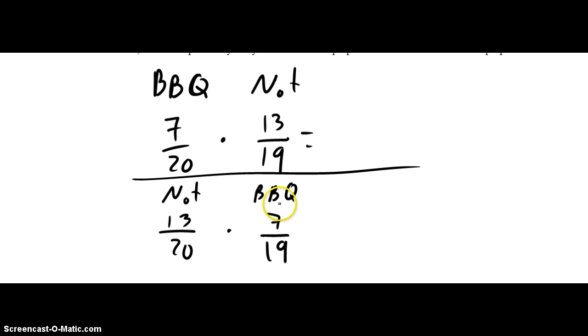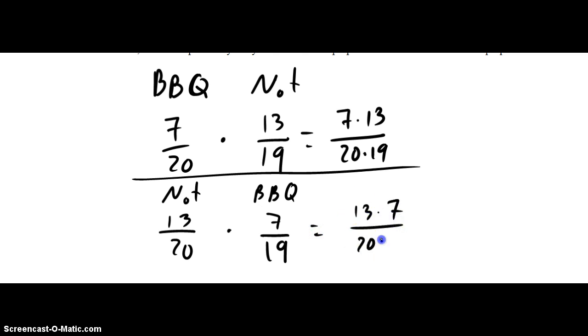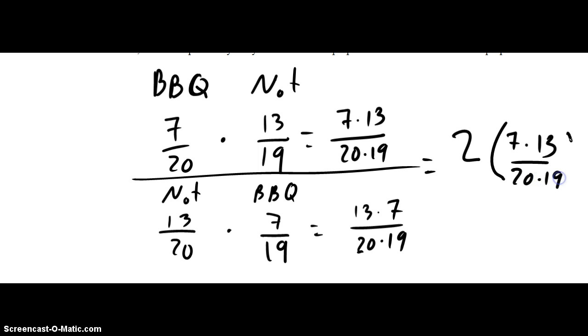Now you'll notice here, even though these are different fractions, they end up being the same thing. 7 times 13 over 20 times 19, right? And this is 13 times 7 over 20 times 19. These end up being the same numbers. I'm not going to do the multiplication, but you get the idea. So it ends up being 2 times 7 times 13 over 20 times 19. And that's how we do it.